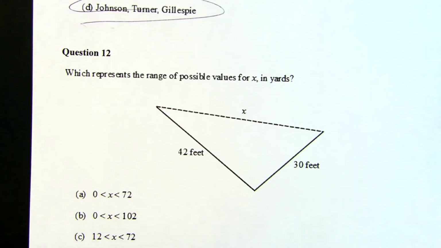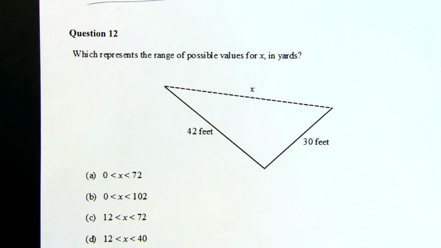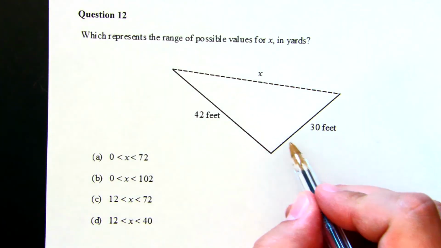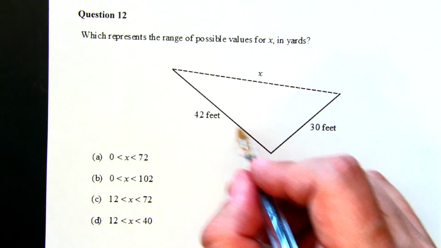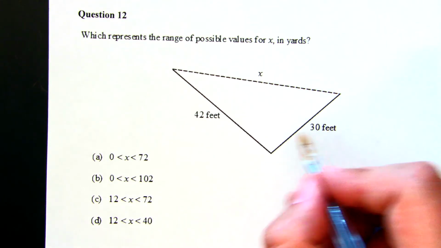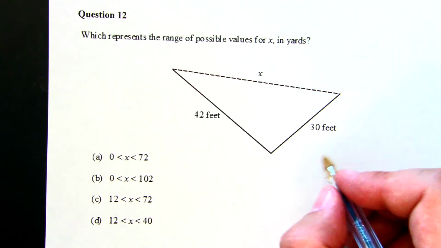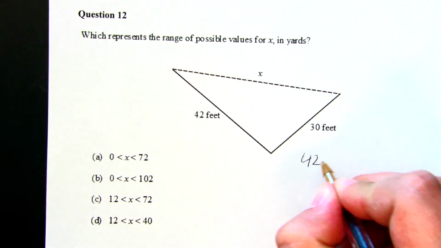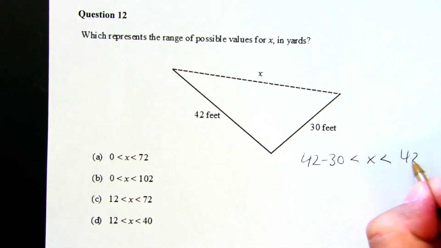Okay, question 12. What is the range of possible values for x in yards? Okay, this is kind of a hinge problem. We know that this is 42. We know that this is 30. We don't know what this angle is, so x could be anything between 42 minus 30 and 42 plus 30.